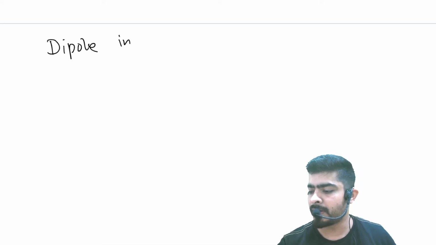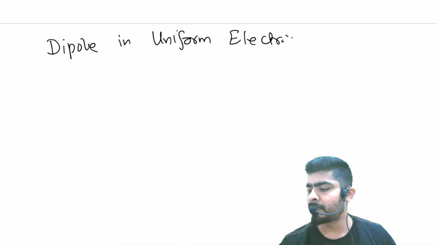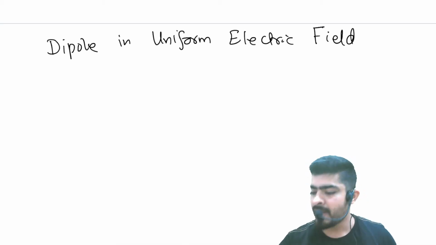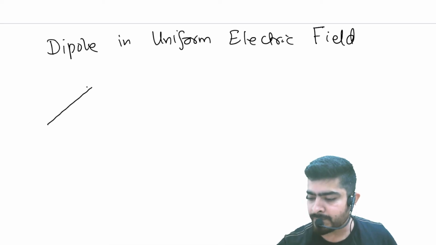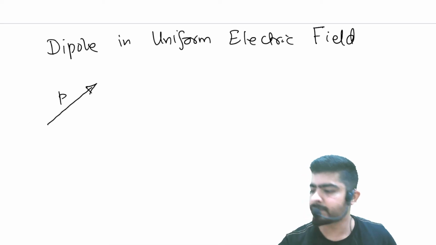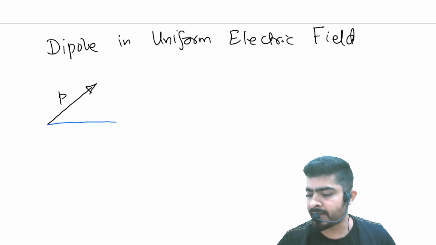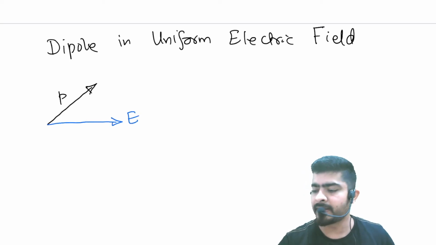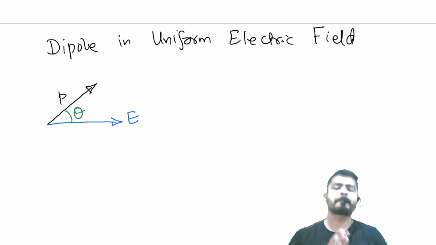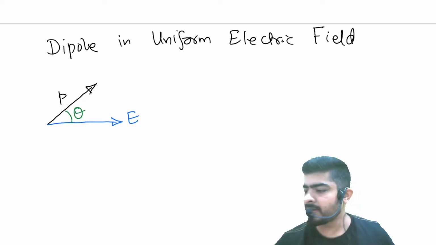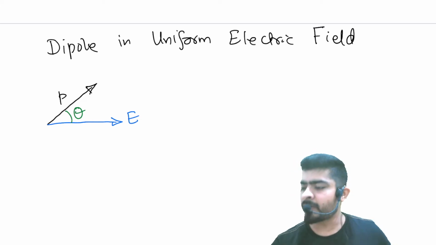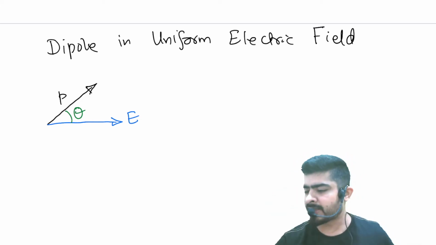Dipole in uniform electric field. What would happen? So if this is your dipole and this is your electric field E, and the angle between them is theta, then, although you already know, I'll take a small time to explain this once again.